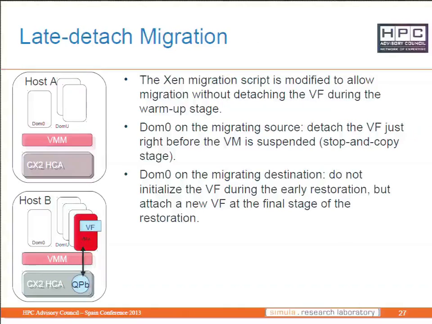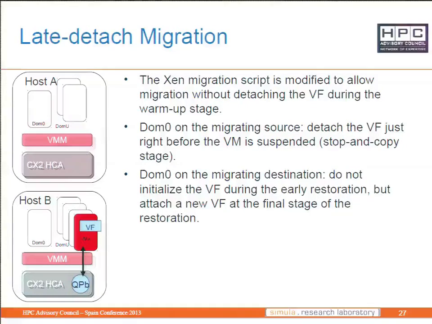Some small modifications were made in the Xen migration script to allow the migration without detaching the virtual function during the warm-up stage. I just say here a warm-up stage, and also here you see stop and copy. So when we migrate the virtual machine, during the pre-copy stage, we start copying memory over to the remote host. Then we just do some iterations. We also copy the dirty memory pages, basically the memory pages that have changed during this process. And this is called the warm-up stage.